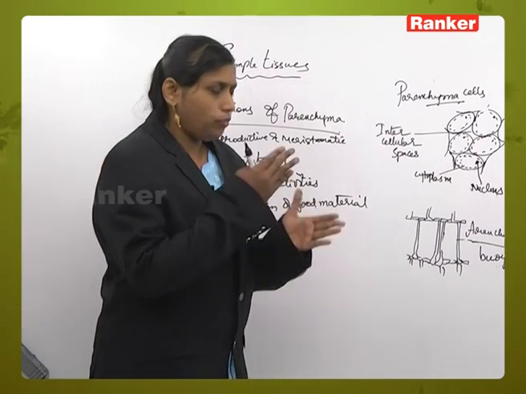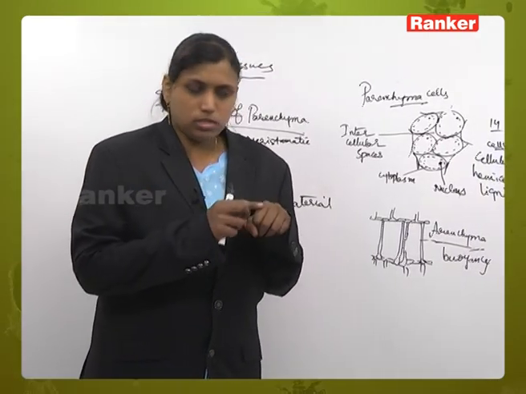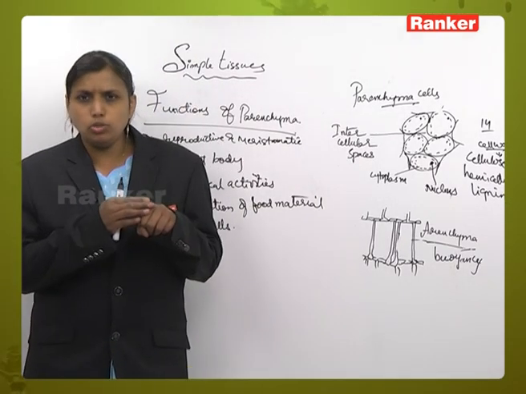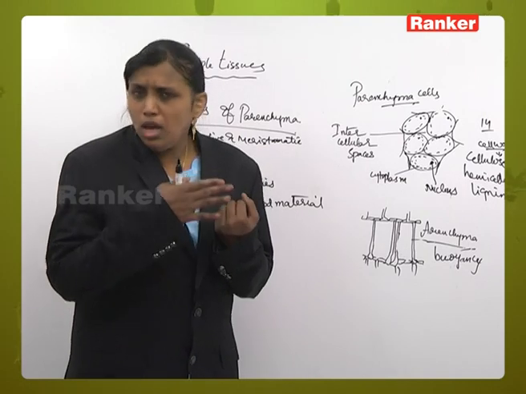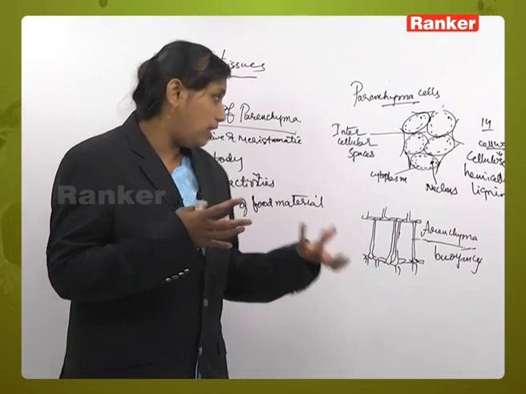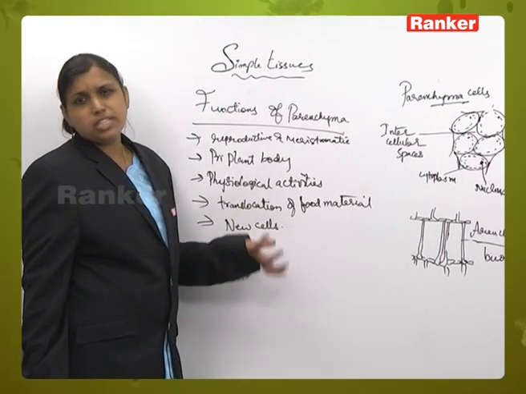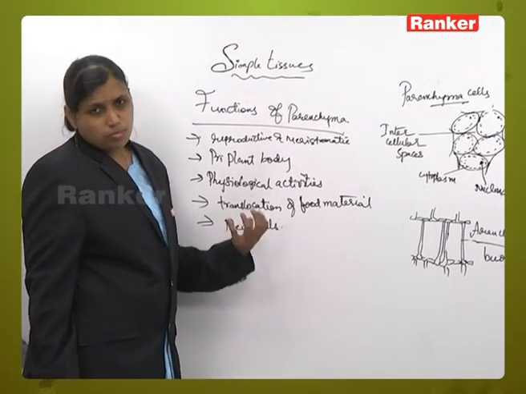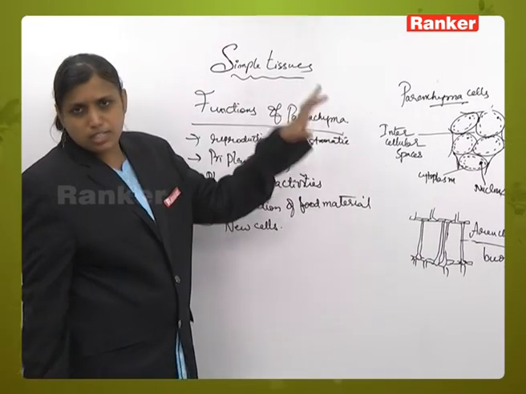For example, if you get a wound, that scratch is covered by new skin. That new skin is possible because of the presence of meristematic tissue. Meristematic tissue is mainly made up of parenchyma cells. So, indirectly we can say that the formation of new cells in the plant body is possible because of the parenchyma cells present in the meristematic tissues.